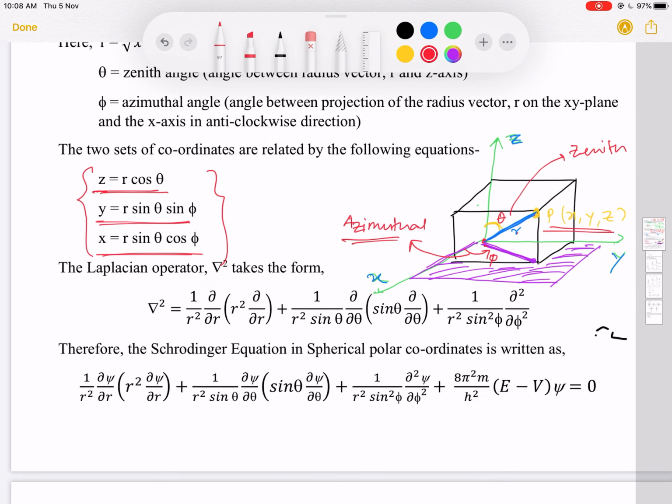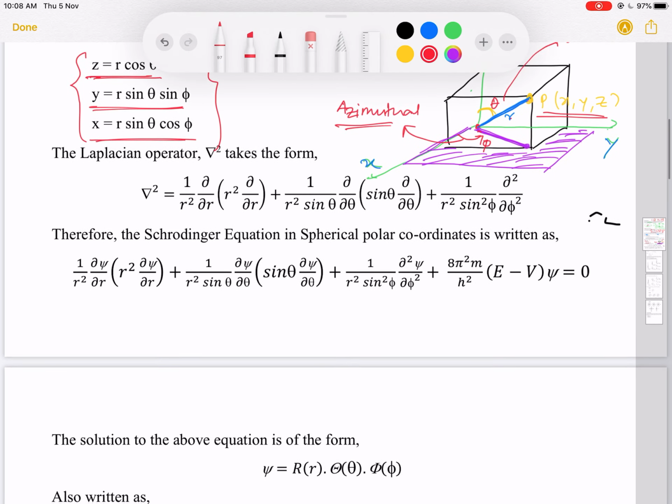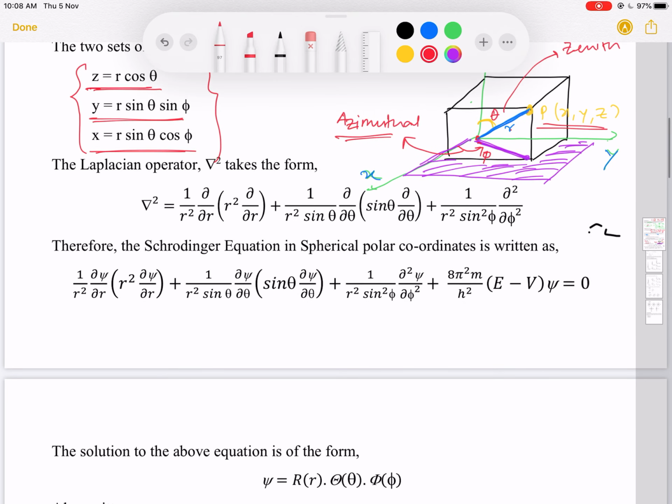After converting, you see the Laplacian operator takes this form. Del square is equal to 1 by r square d by dr, r square d by dr, plus 1 by r square sin theta d by d theta, sin theta d by d theta, plus 1 by r square sin square theta d square by d phi square. So this is the Laplacian.